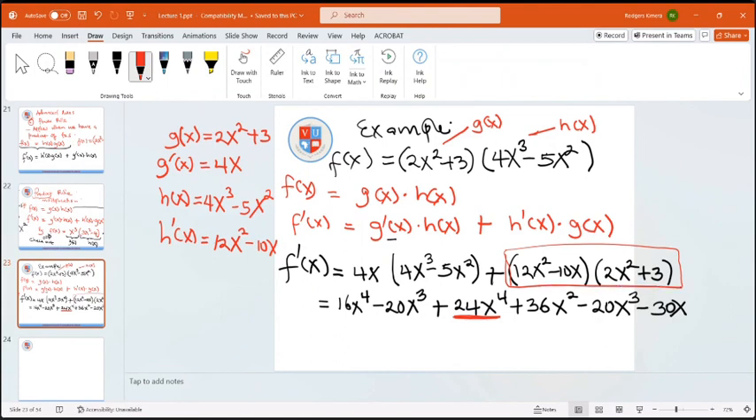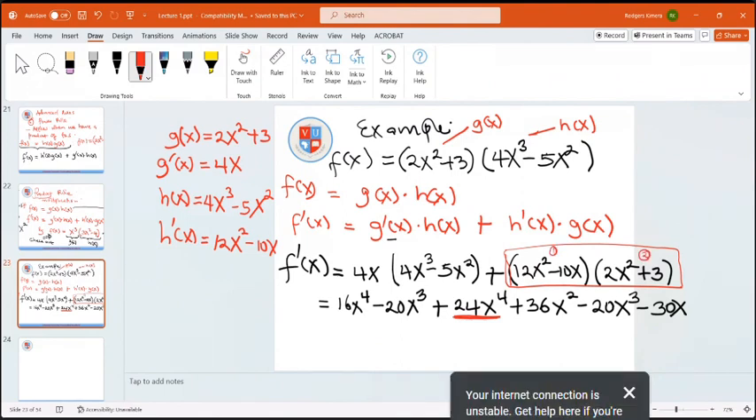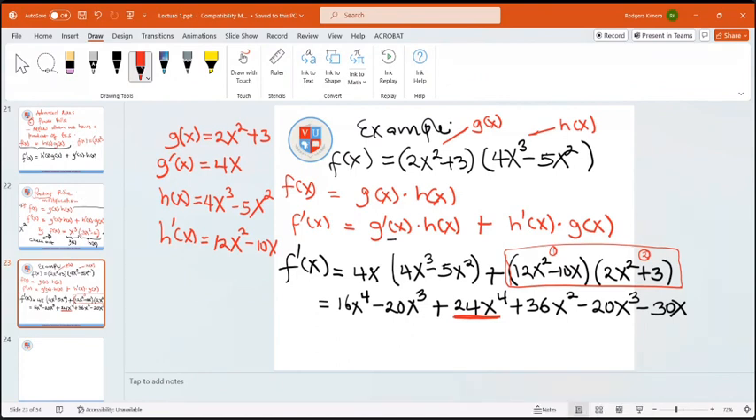You just multiply 12 times 2 to get 24. Everything in the first bracket must multiply everything in the second bracket. So this one becomes 12x squared times 2x squared, getting us 24x^4. This is algebra.